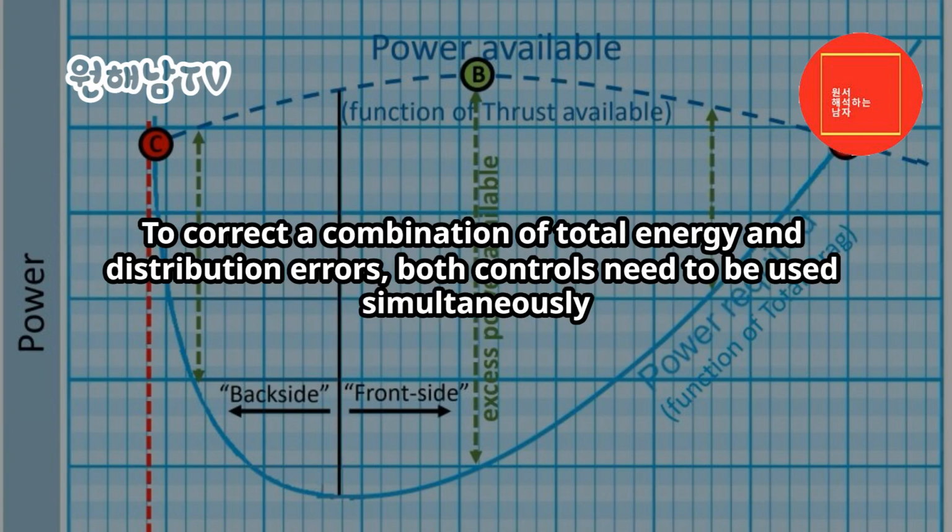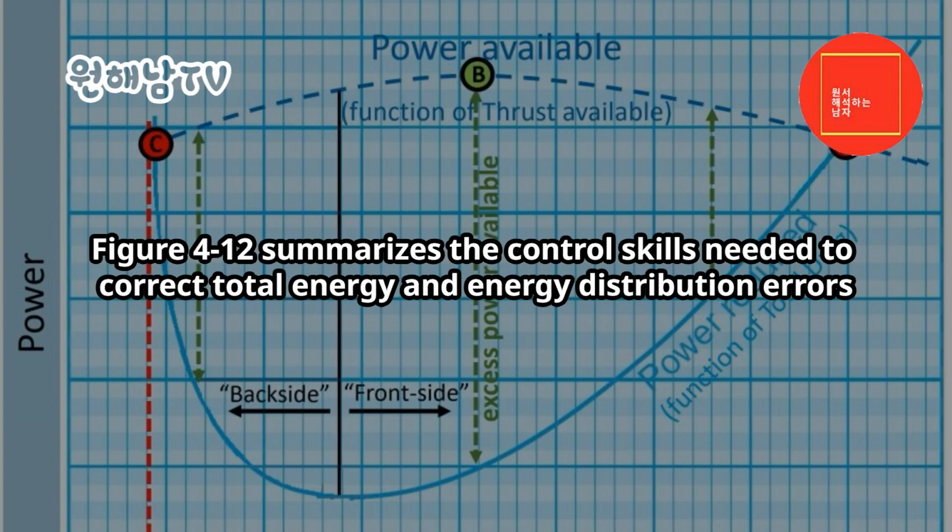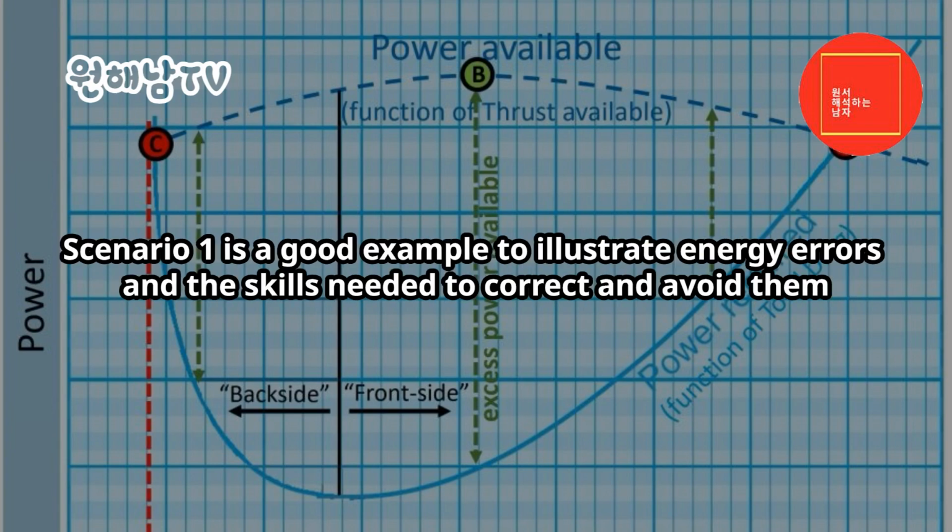To correct a combination of total energy and distribution errors, both controls need to be used simultaneously. Figure 4-12 summarizes the control skills needed to correct them. Scenario 1 is a good example to illustrate energy errors and the skills needed to correct and avoid them.